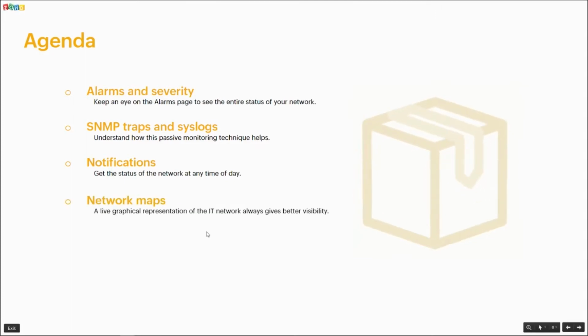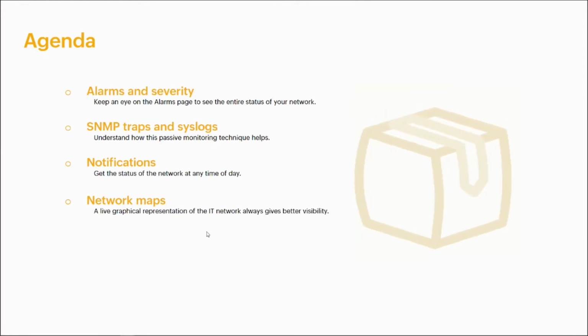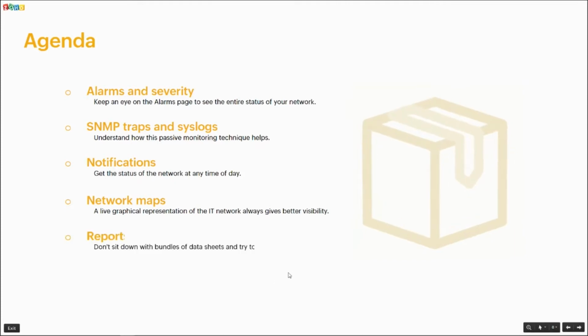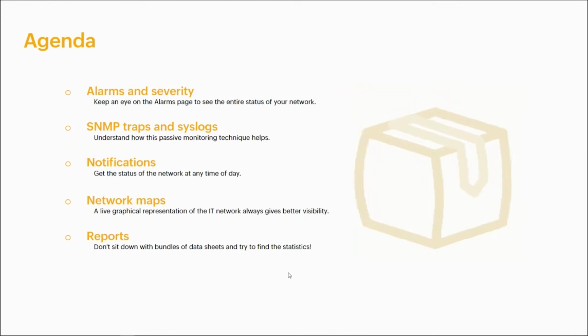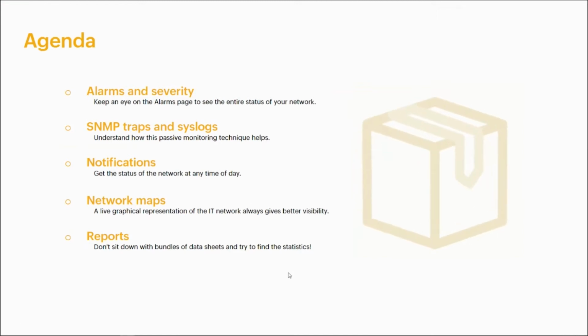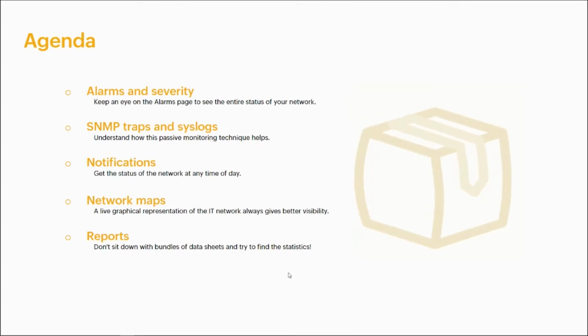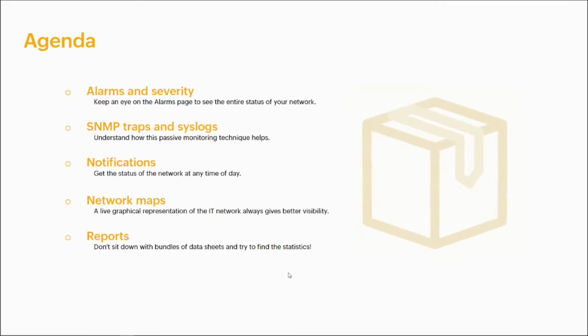And then we'll see the network maps, a live graphical representation of the IT resources and the IT network, which gives us better visibility of your organization or infrastructure. And then finally, we'll see the reporting capability of OpManager on an overall basis. Using this, you can just sit back and forget about the burden of going through lots of data sheets and finding the exact statistics. You can just go to OpManager, choose the metrics, give a timeline and schedule it, and the product is going to take those reports and send them to you in an easier manner.